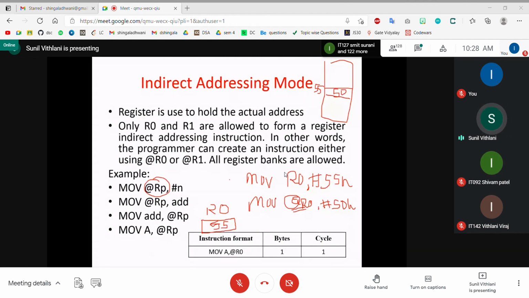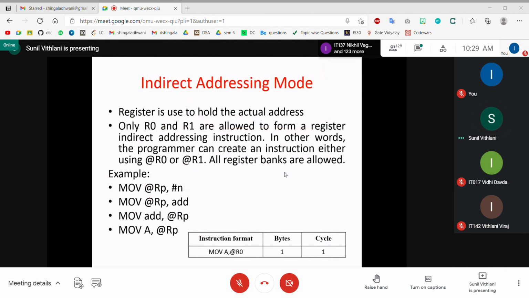This is indirect addressing. So a register is used to hold the address, and over here one limitation is there. Only R0 and R1 are allowed to form this indirect addressing. यहाँ पे लिमिटेशन क्या है कंट्रोलर में? इनडायरेक्ट एड्रेसिंग हम किसके साथ यूज कर सकते हैं? यहाँ पे Rp लिखा है. So what will be this Rp? Rp can be R0 और R1. It cannot be R2, R3. उसके लिए यहाँ पे सपोर्टेबल नहीं है.